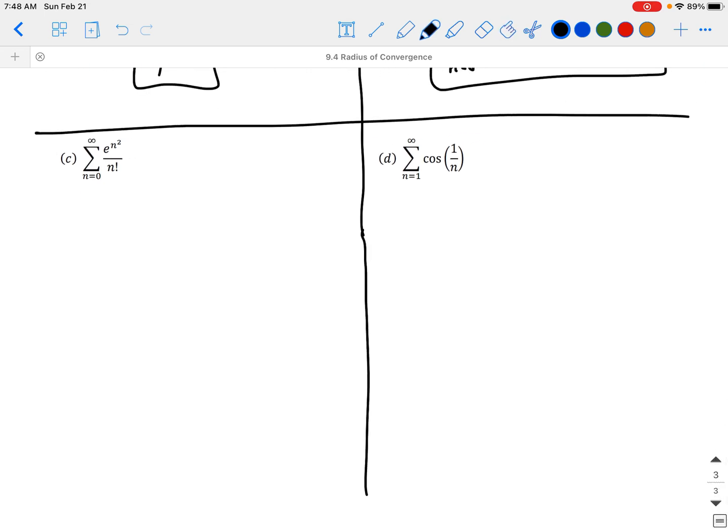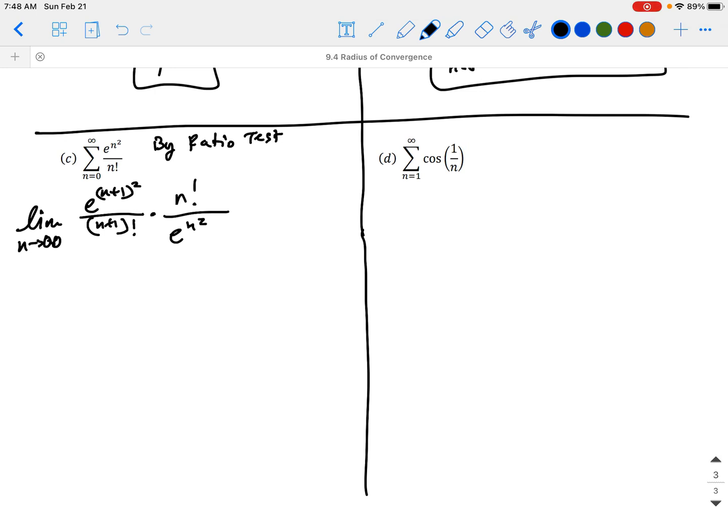So for C, we've got e to the n squared over n factorial. So let's take a look at our limit here. So we'll have e to the n plus 1 squared over n plus 1 factorial. Then I'm just going to multiply by that reciprocal. All right, so we've got e to the n squared in the denominator, n factorial here. So now we're going to have to work with properties of exponents a little bit, and be a little bit careful with our work.